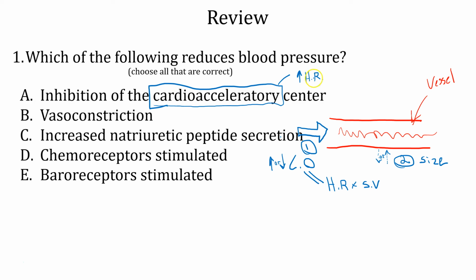The cardioacceleratory center usually increases the heart rate. You can see the word acceleratory, meaning it's increasing the heart rate. But in the scenario, the cardioacceleratory center is actually being inhibited. So the net effect is to decrease the accelerating function of the heart, so really what this means is that we're having a net result of a decrease in heart rate.